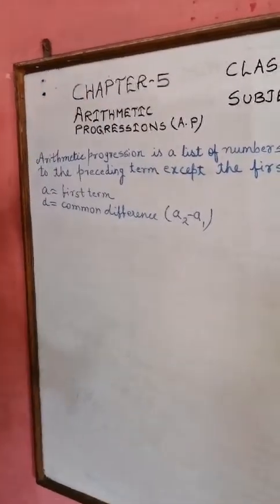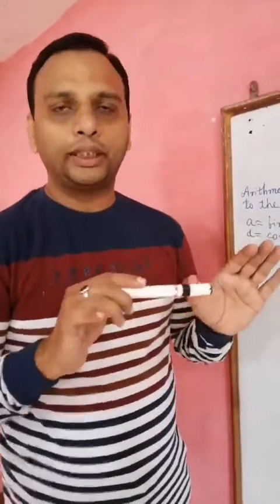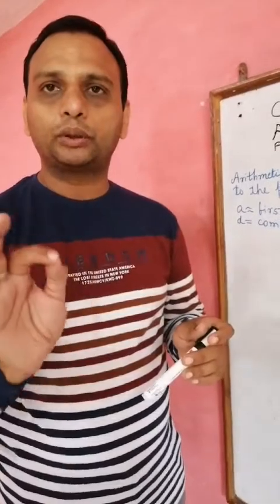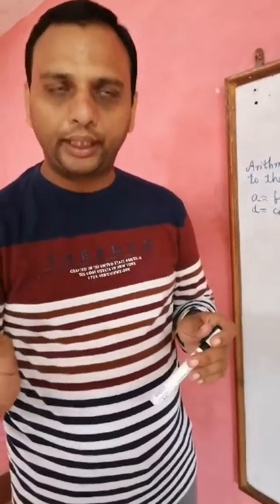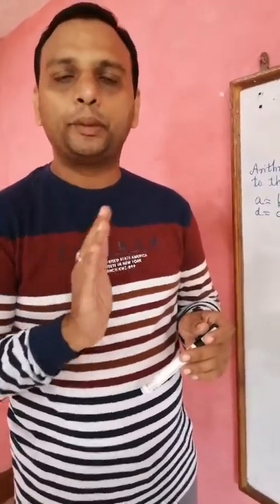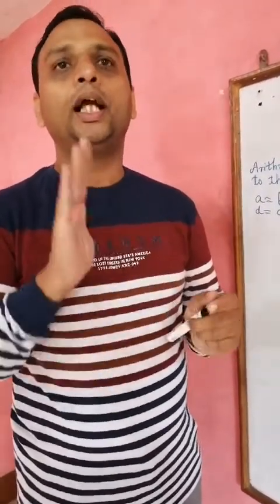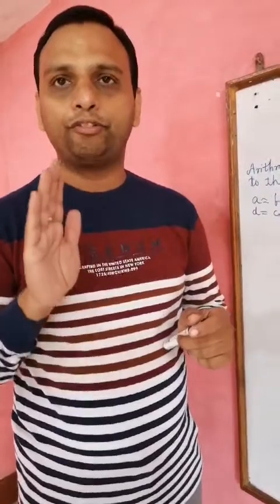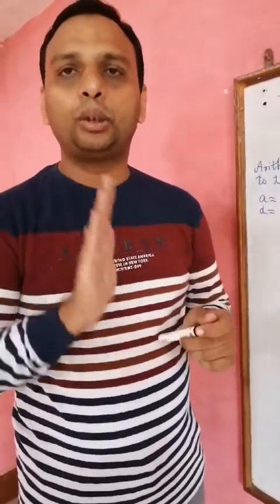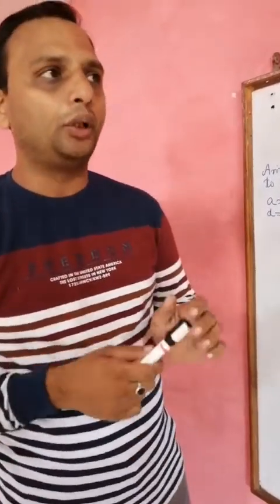In the previous class you already learned that when an AP is given, the first number is called the first term, denoted with the letter A, and the difference between the next number and the previous number is called the common difference. If numbers are in the form of AP, the common difference should be the same. Today we'll study question number 4, and I will clear the doubts related to AP so that you will be able to solve whatever is given in question number 4.